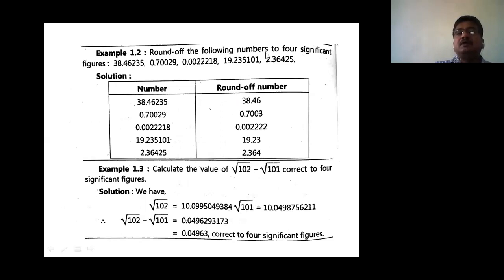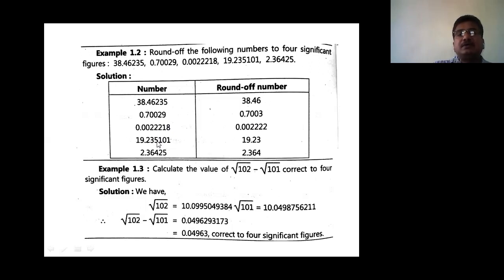Round up the following numbers to four significant figures. So these are the numbers, and we have to round them up to four significant figures. So the first number, remove this 2, 3, 5, and the first digit is 2, less than 5, so no change. Similarly, this number is rounded to four significant figures. This number is also rounded to four significant figures. So here the four significant figures are completed. So we have to remove 8, and it is greater than 5. So increase the previous number by 1.